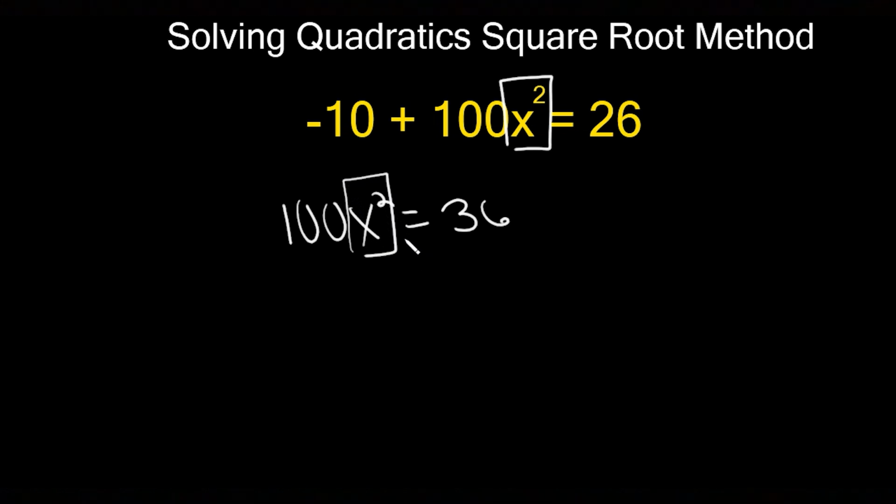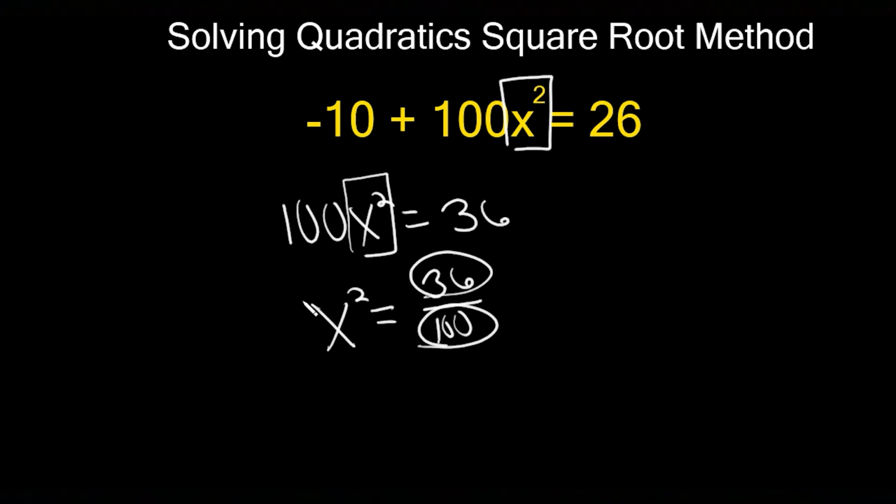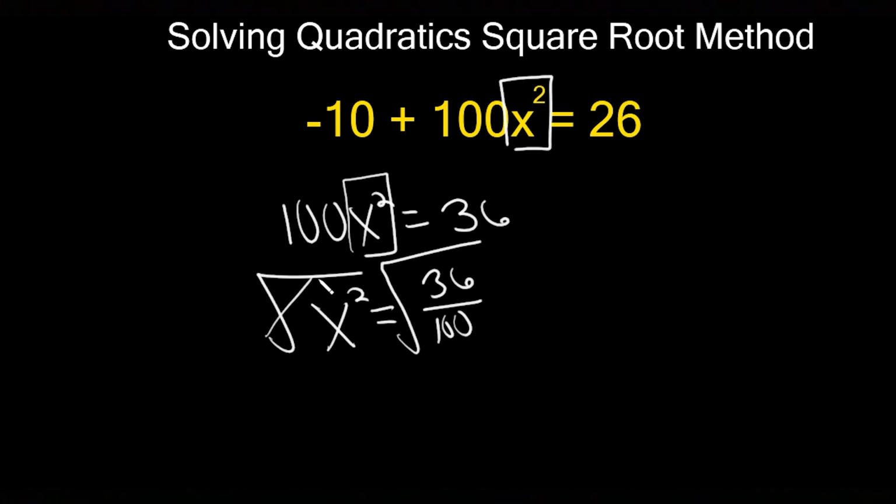So don't take the square root yet. You have to isolate that variable first. So we're going to divide by 100. We get x squared equal to 36 all over 100, okay? And don't worry about reducing it because these are going to end up being perfect squares, right? 36 is a perfect square. 100 is a perfect square. So I'm going to go ahead and take the square root on both sides, and that will get rid of my exponent of 2 here. Okay, so this will cancel out.